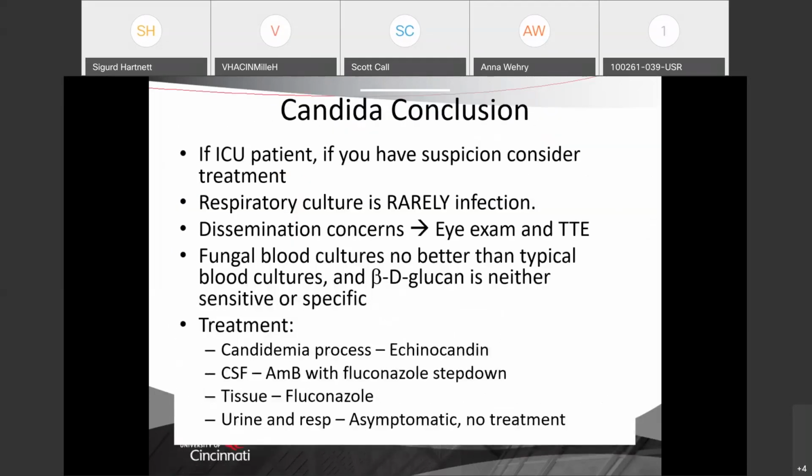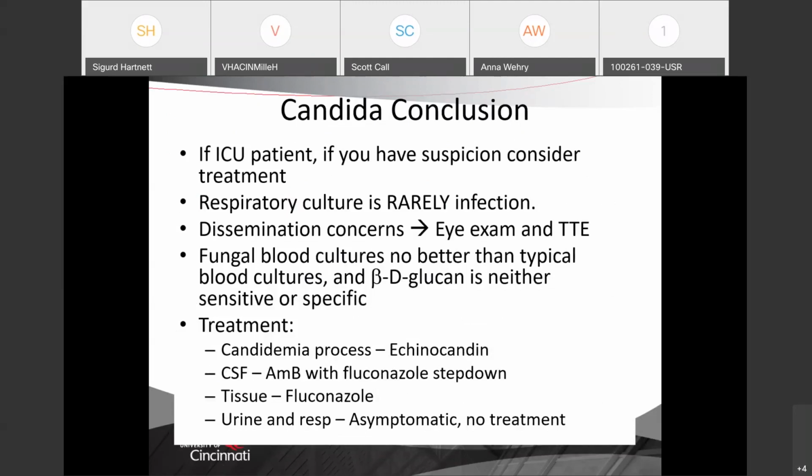So my conclusions for Candida: if you have an ICU patient and you're suspicious, you should consider treatment. If you have a positive respiratory culture, you should ask yourself, is it truly infectious? Because it rarely is. If it's disseminated, you want to get an eye exam and an echo. Fungal blood cultures for Candida are no better than typical blood cultures, and the beta-D-glucan is neither specific nor sensitive.